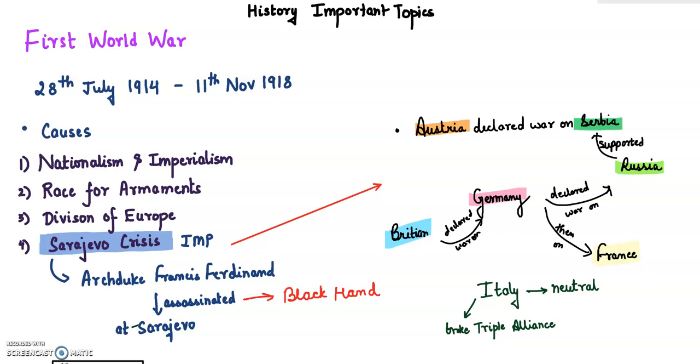Hi everybody, in this video I'll tell you the most important topics of history and civics for ICSE 10th. I'll start with the First World War and then move on to the rest of the chapters. Make sure to practice from previous year questions and you should also learn the dates that are important.